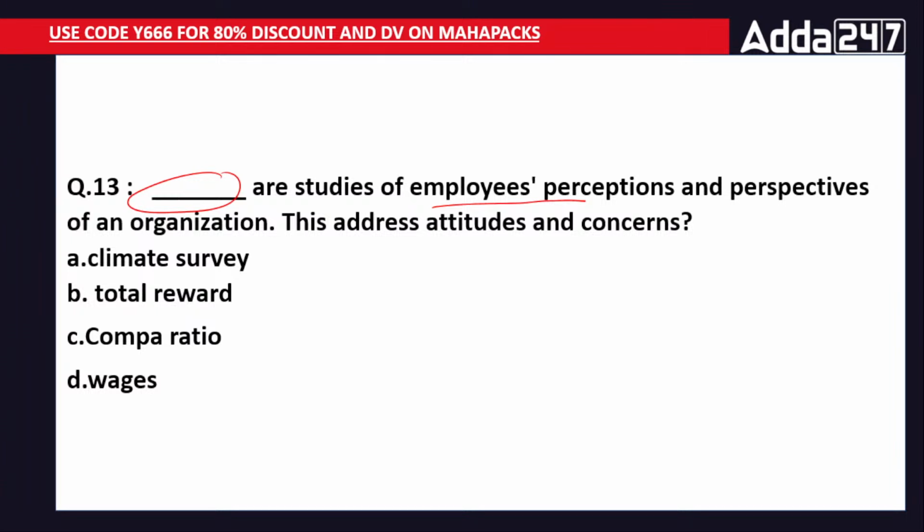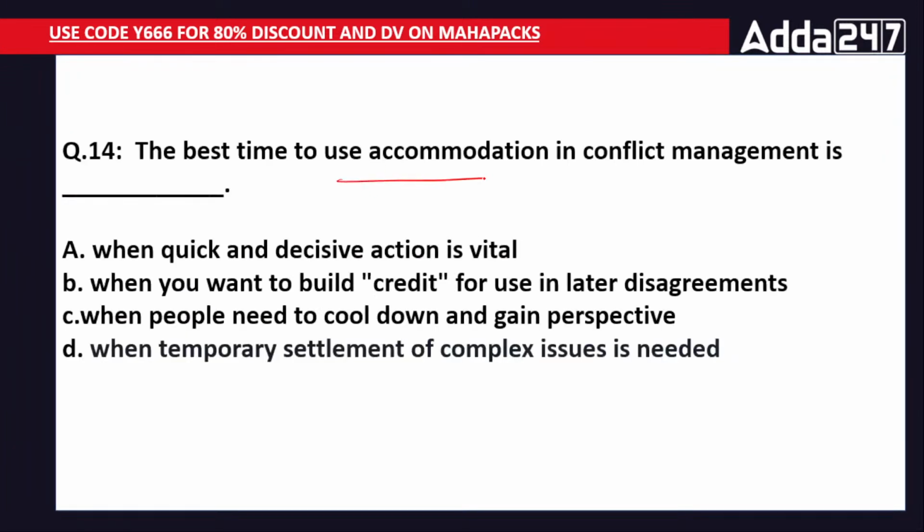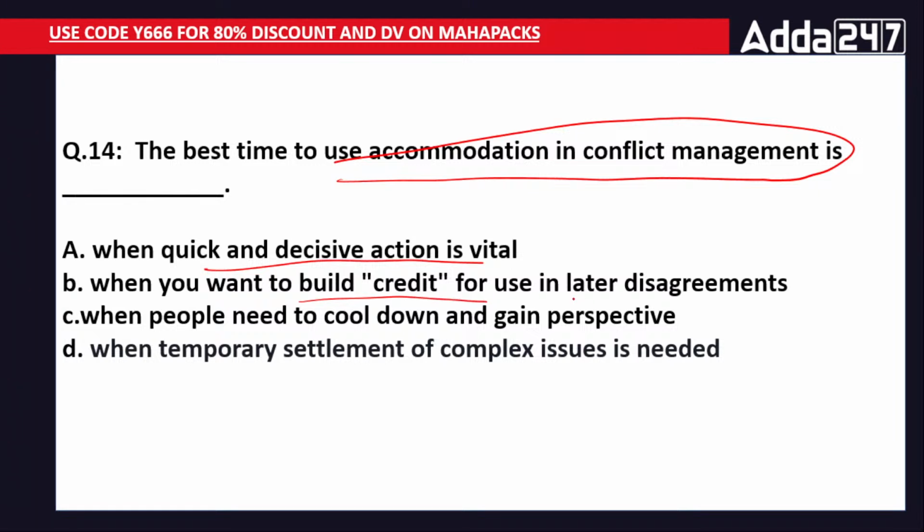So what will be the right answer? The right answer will be the climate survey. Climate survey is a method where we can find out the employees' perception about anything. Okay. The best time to use accommodation in conflict management: when quick and decisive action is vital; when you want to build credit for use in later disagreement; when people need to cool down and gain perspective; when temporary settlement of complex issues is needed.